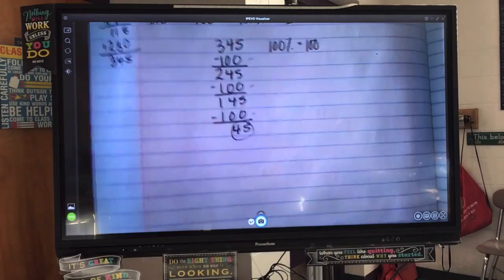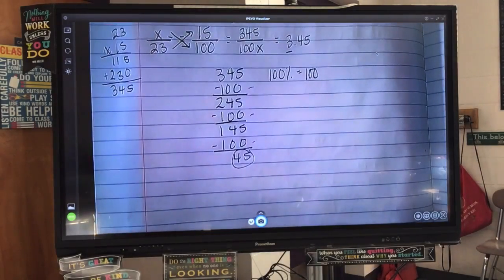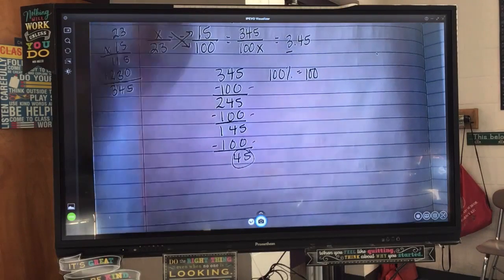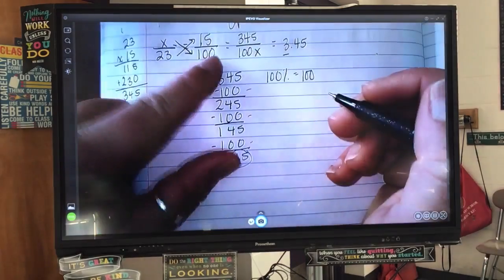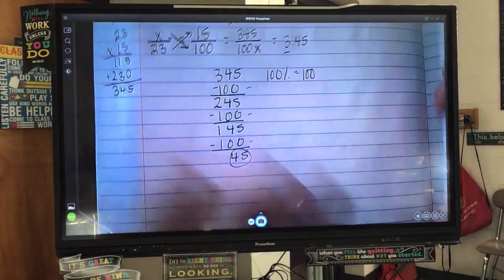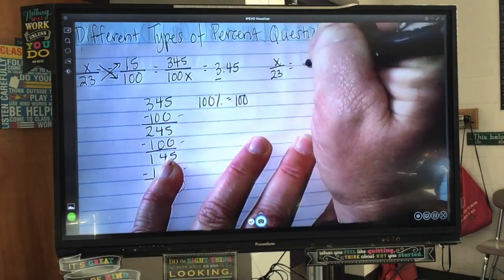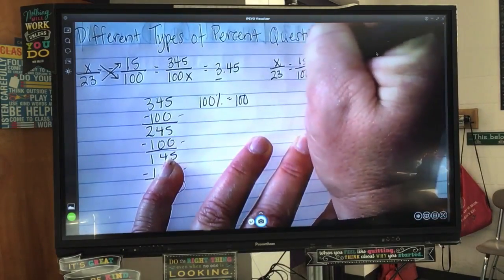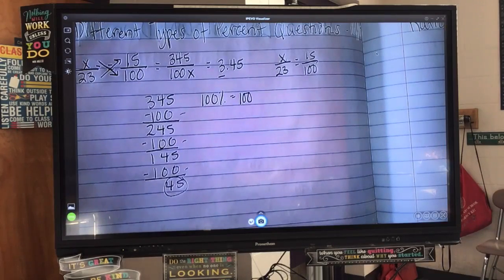Alright. So this is a very long, drawn-out way to do this problem. Would you like to see a much easier way? Remember I like to show you strategies. So this is the correct full-out strategy. The other strategy you can do is you can look at your original problem, which was x over 23 equals 15 over 100. What is 15 hundredths? How else can I write 15 hundredths?